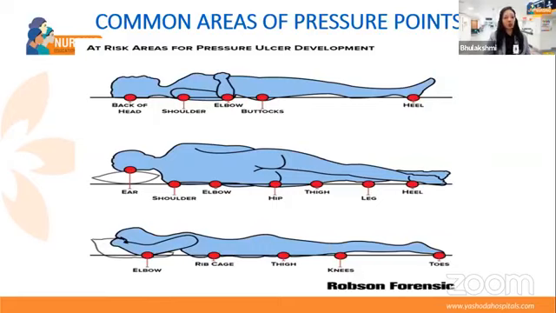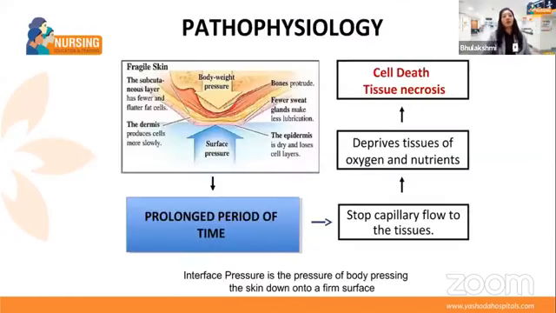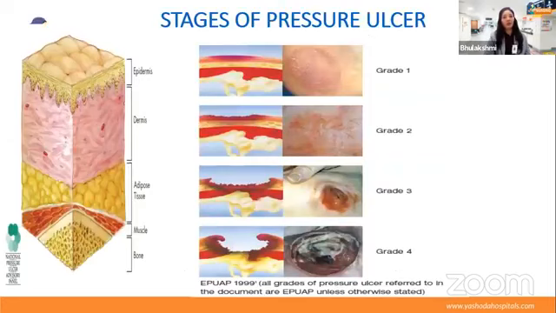If the patient is in prone position, the pressure points will be the elbow, rib cage, thigh, knees, and toes. So why does pressure injury develop? When there is body weight pressure and surface pressure with friction over a prolonged period in the same position, it stops capillary refill to the tissues. There is less blood circulation, and oxygen and nutrient supply is reduced, which leads to cell death and tissue necrosis. Hence, the bed sore develops.